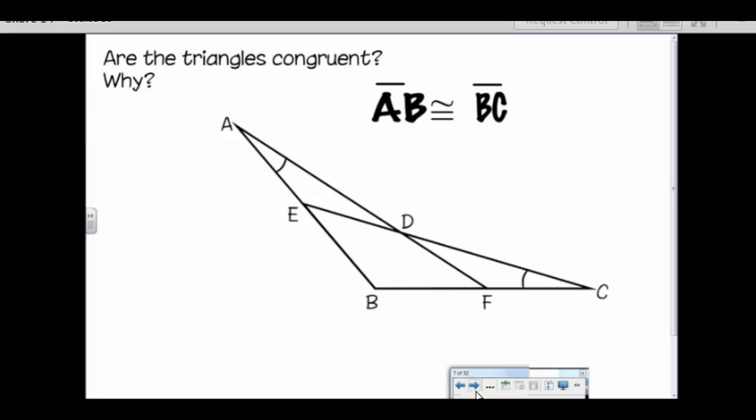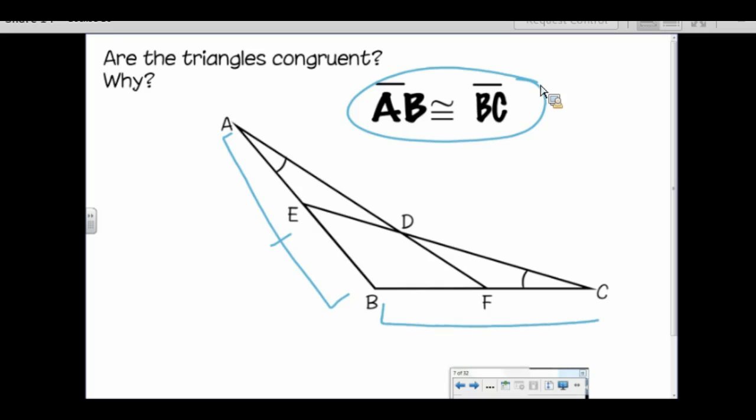All right, I'm getting some different answers, but it looks like most of you said angle, side, angle. Let's take a look at this one. We were given the information that segment AB is congruent to segment BC. So you can mark that any way you want, but you're going to have to put a tick mark on those sides, and they're overlapping, so you're going to have to show that the whole segments are congruent.